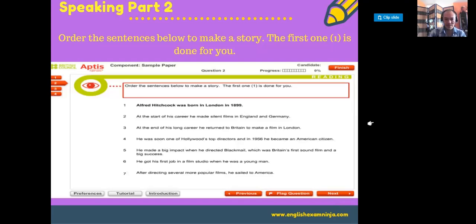Let's skip this one. Order the sentences. Most exams, especially government exams, also have something like this, to order the sentences to make a story. So the first one is done for you. Alfred Hitchcock was born in London in 1899. So that's the first sentence, and the rest you have to rearrange.